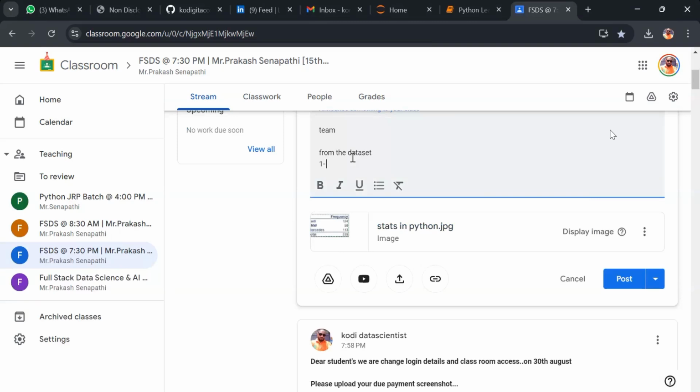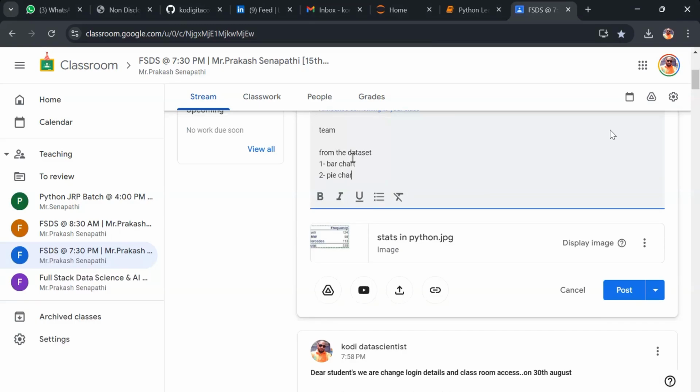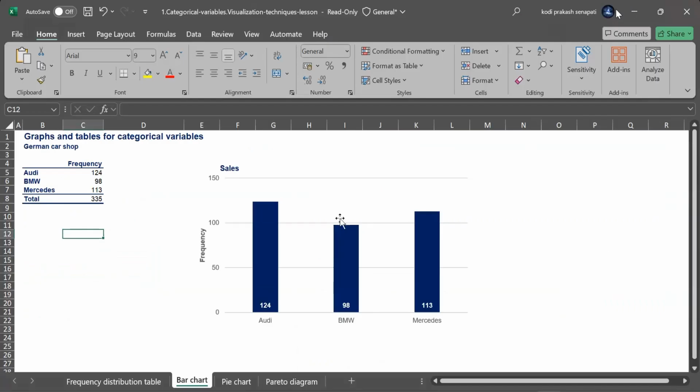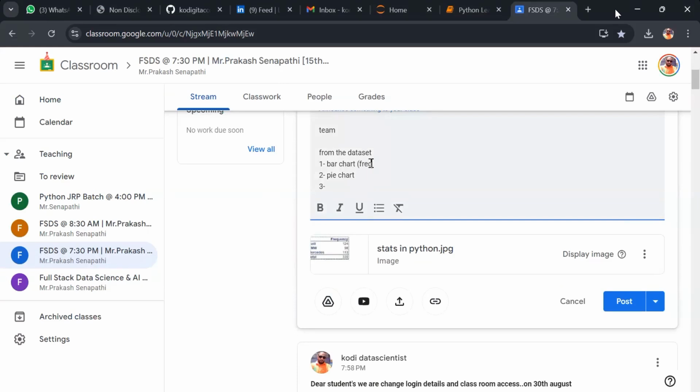The first one, what do you need to create, guys? Bar chart. The next one, pie chart. There are plenty of ways. So we get a bar chart for frequency, and this is relative frequency. The second one, cumulative frequency, Pareto diagram.